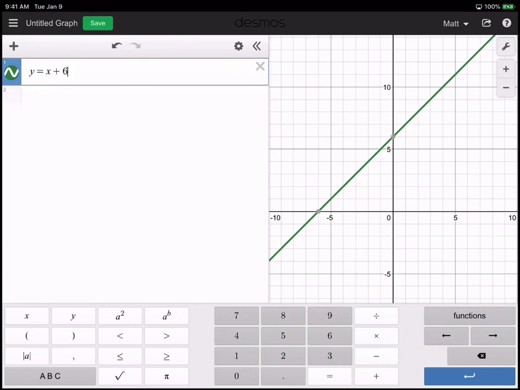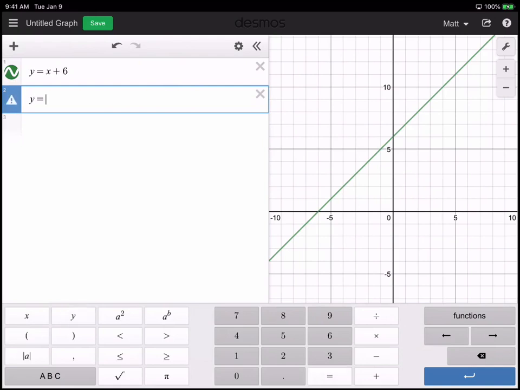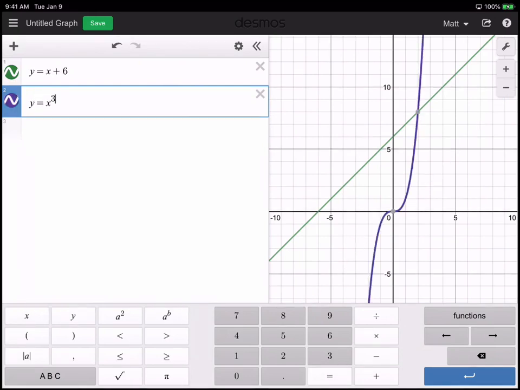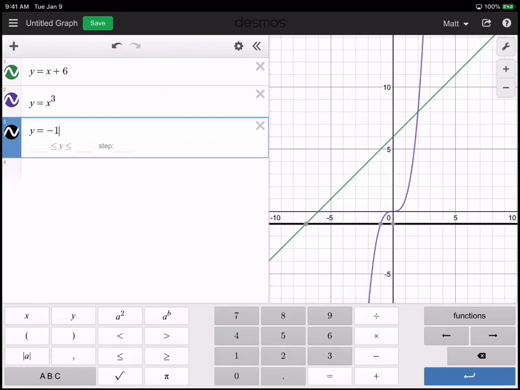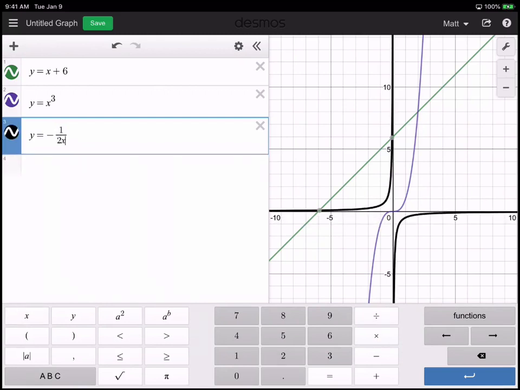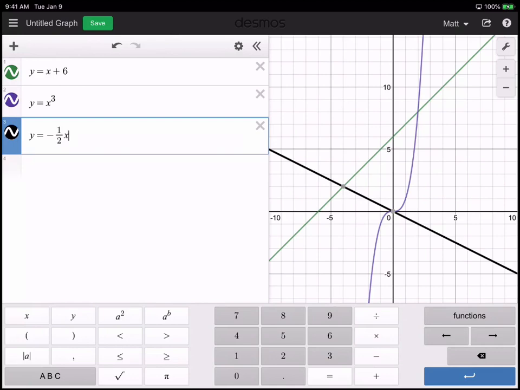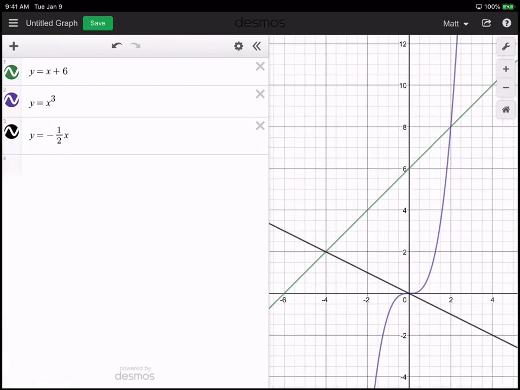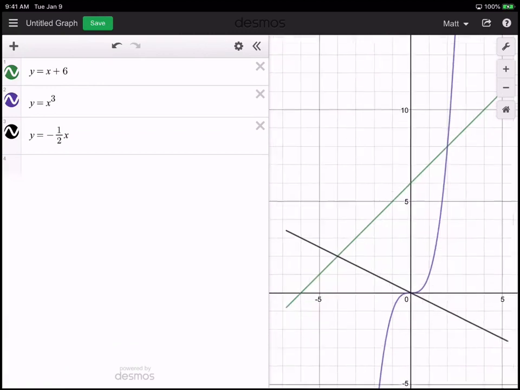Now, in the last example, we had the benefit of labeling it as f of x. So if we write y equals x plus 6, and our next one is y equals x cubed, like that, and then this one actually has 3 functions, so y equals negative 1/2 x right there. We can take a look at the area between the two, actually 3 curves now.